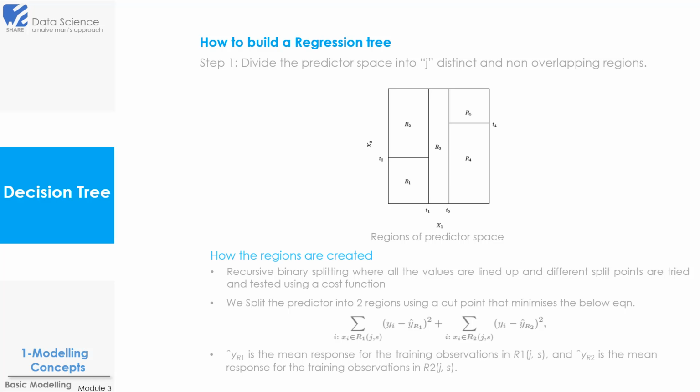Now as given in the equation here, y hat R1 is the mean response for the training observations in region 1 and y hat R2 is the mean response for the training observations in region 2 and so on. So we keep on splitting the predictor space into more regions until a stopping criteria is reached. Let's say the stopping criteria is that the region contains no more than 5 observations, or any other user-defined criteria. So that is how splitting is done.